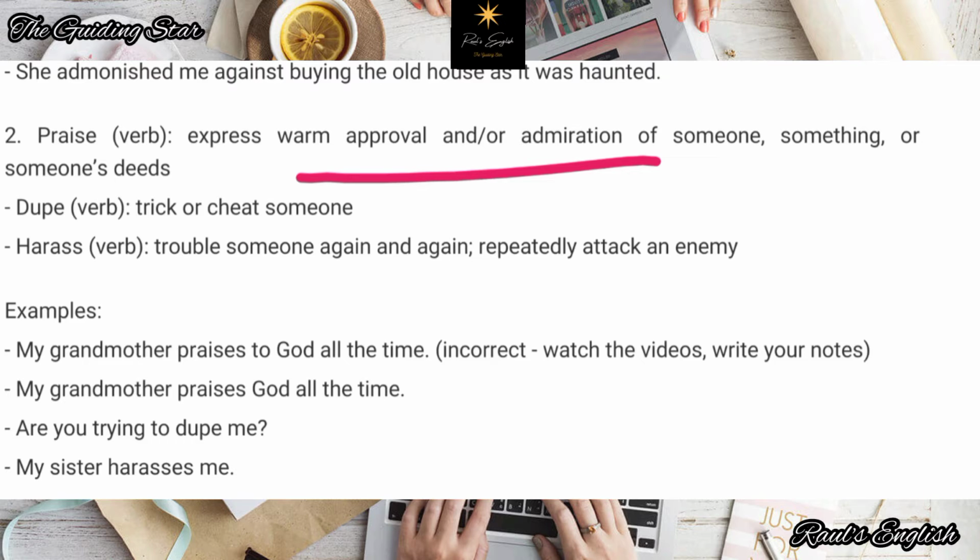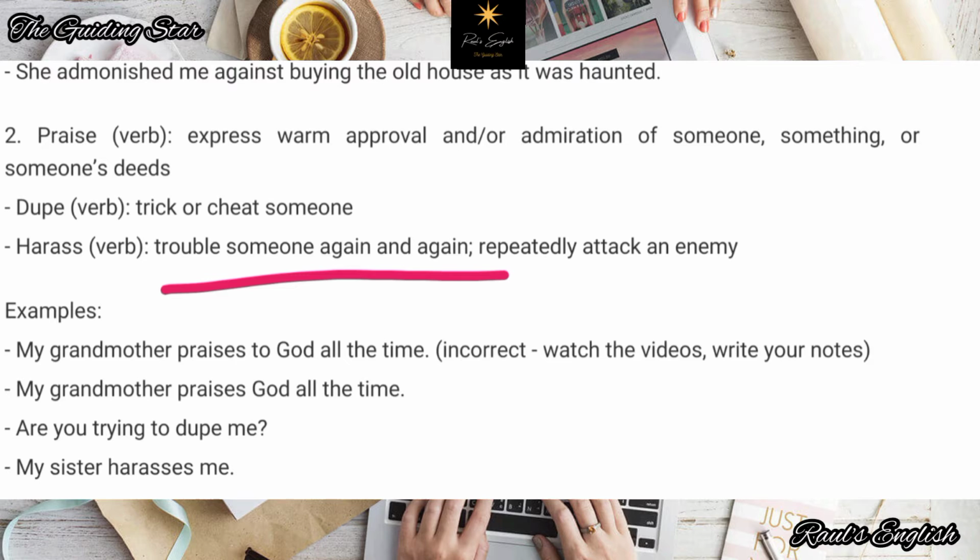All right, so dupe, trick or cheat someone. So that is dupe. And harass, trouble someone again and again or repeatedly attack an enemy. That is another meaning of harass. So all these were verbs.